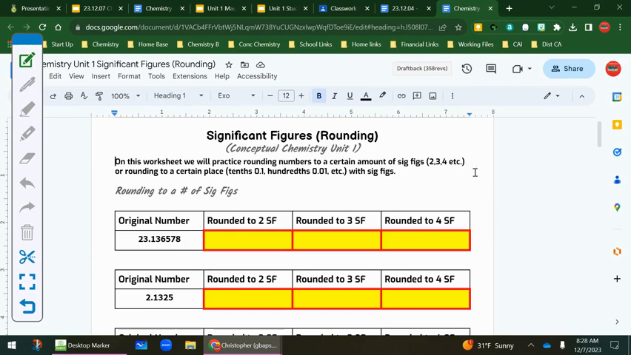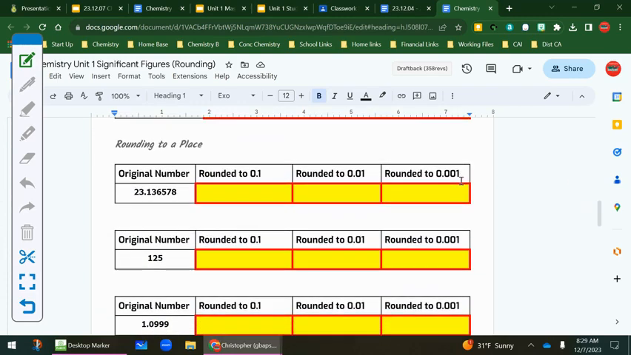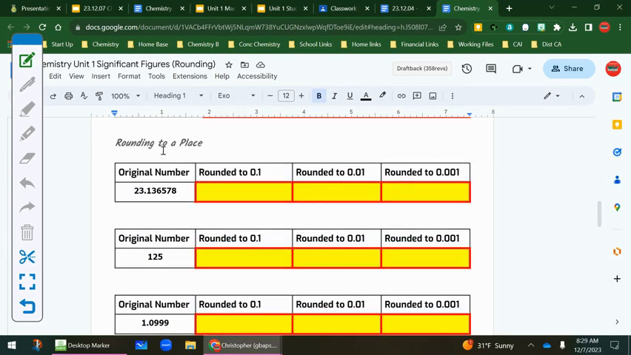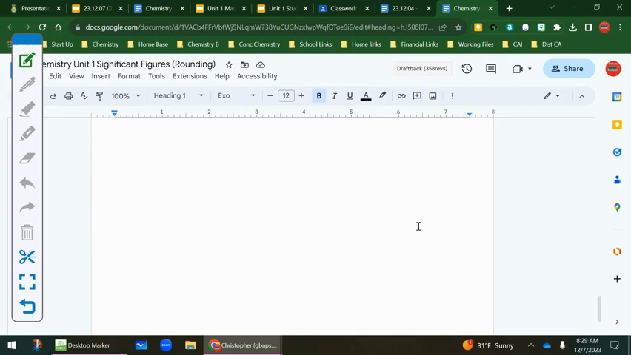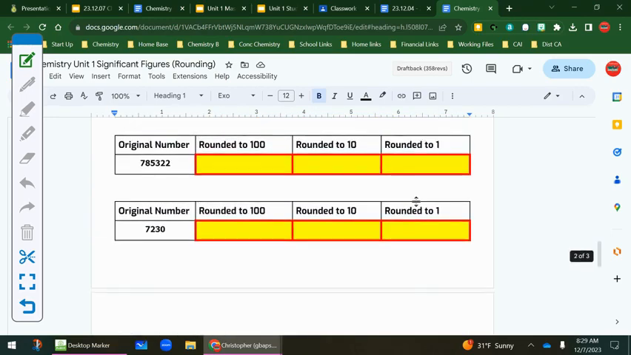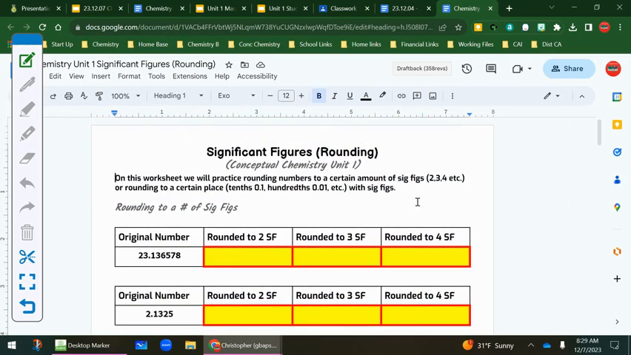I'm asking you to go through here and to round these to a certain number of sig figs. Then on the bottom here, though, I switch. We're going to round to a certain place, to the tenths, to the hundredths, to the thousandths. So you're going to go through and practice some rounding, ladies and gentlemen. So let's give you a little bit of time to get this done. If you have any questions on anything, you can call me over and I can answer them.